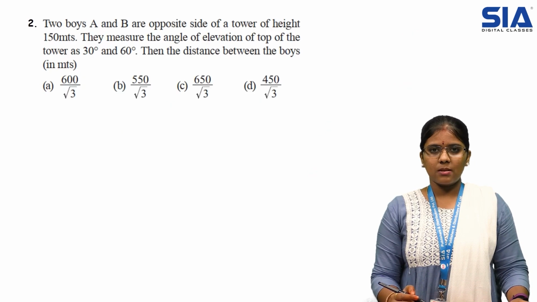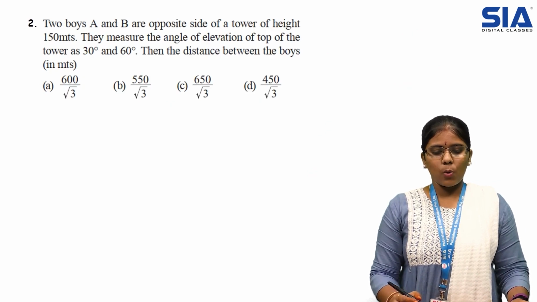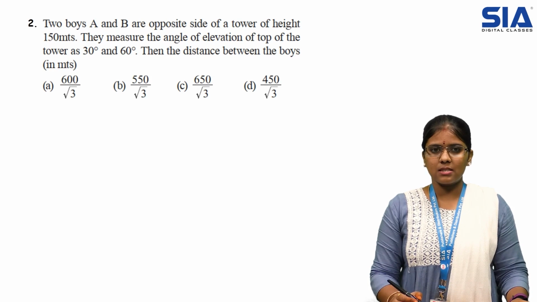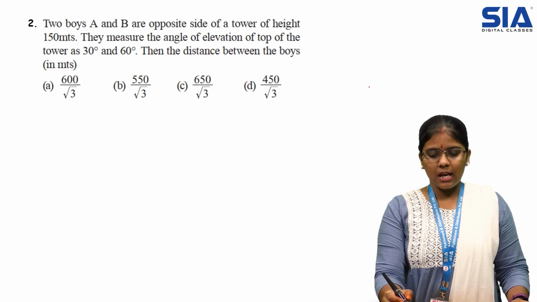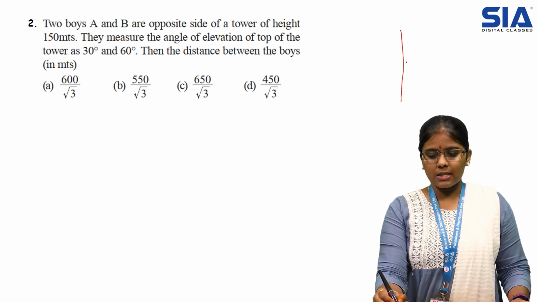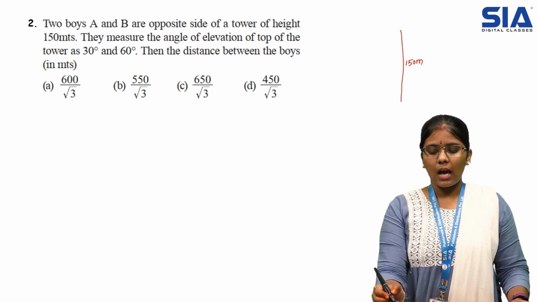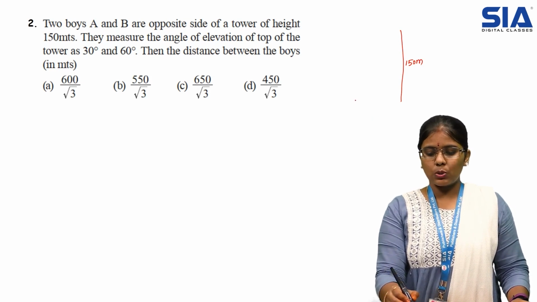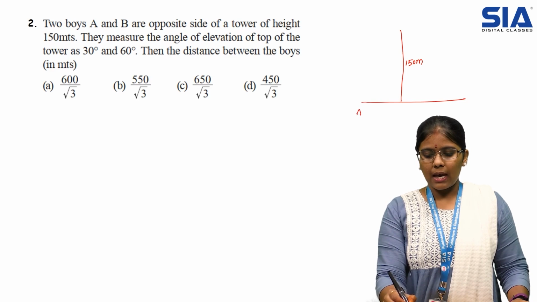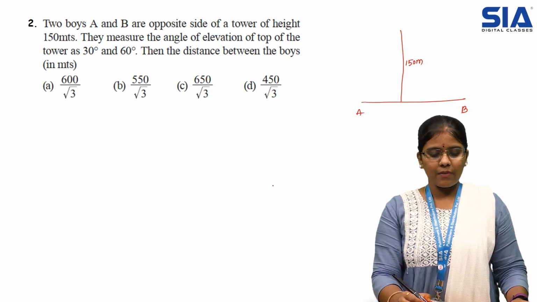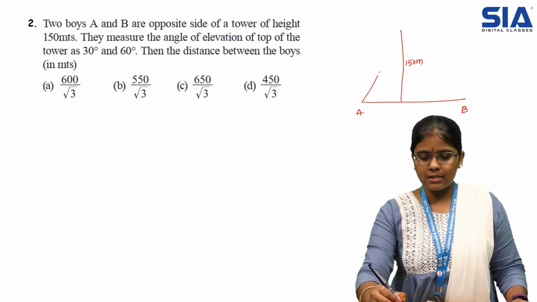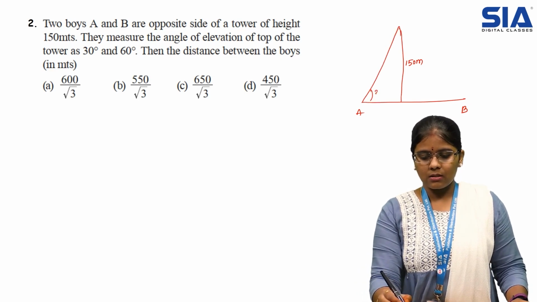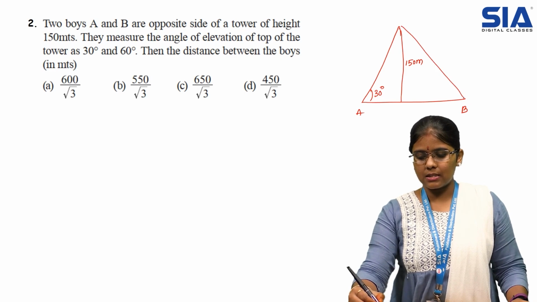Our next problem is: two boys A and B are on opposite sides of a tower of height 150 meters. They measure the angle of elevation of the top of the tower as 30 degrees and 60 degrees. Then the distance between the boys in meters is? According to the given data, the height of the pole is 150 meters, and two boys are standing opposite to this pole, A and B. The angle of elevation from A is 30 degrees and from B it is 60 degrees.